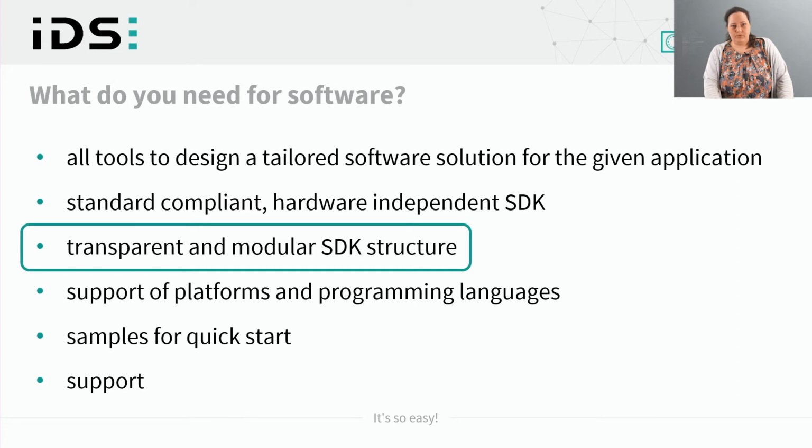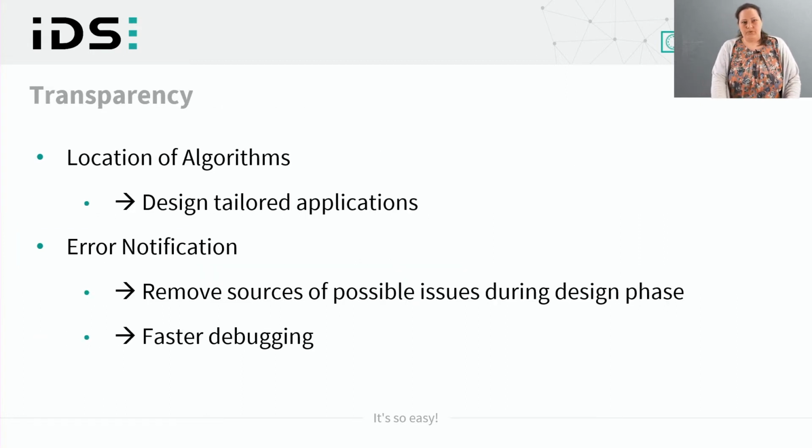First point I want to mention a little bit more in detail is the transparent modular SDK structure. What do I mean with transparency? One of the points is the location of the algorithm. Where is the algorithm located? Is it in the camera? Is it the sensor or the firmware, FPGA? Or is it located in the software afterwards in your pixel pipeline that's processed by the CPU?